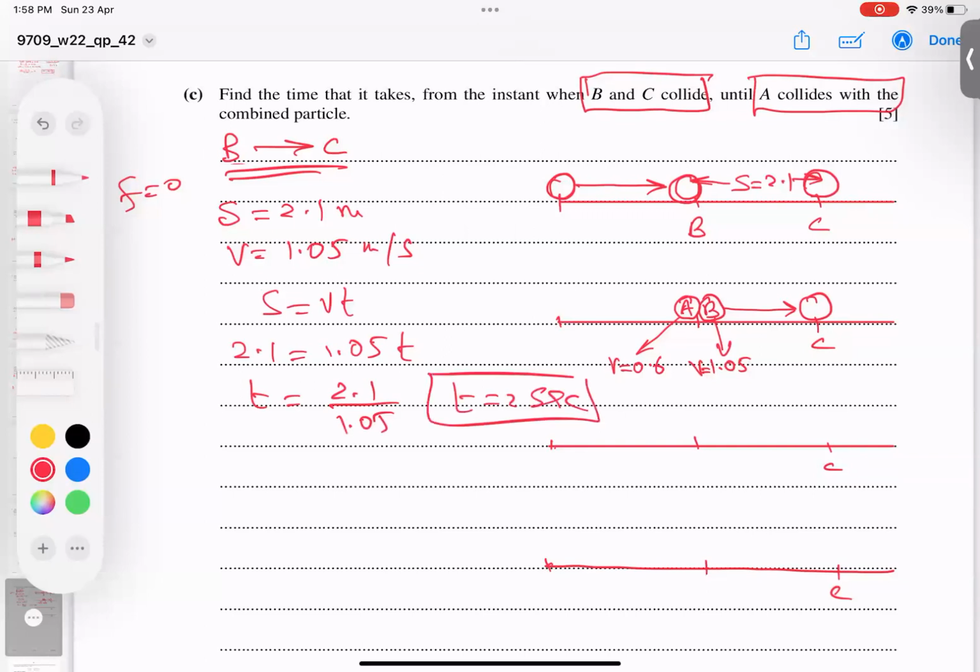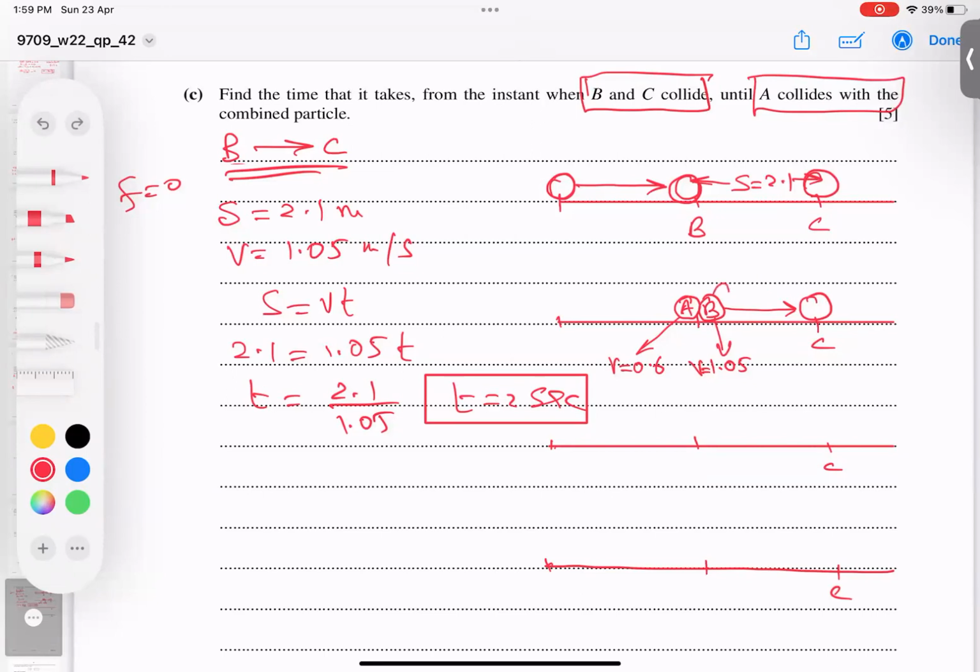So it means B will take 2 seconds to reach C. This is very important to know. I will discuss with you the logic behind it. The problem is that we must know that B and C collide, and the time when they collide, this 2 seconds, is very helpful for us.